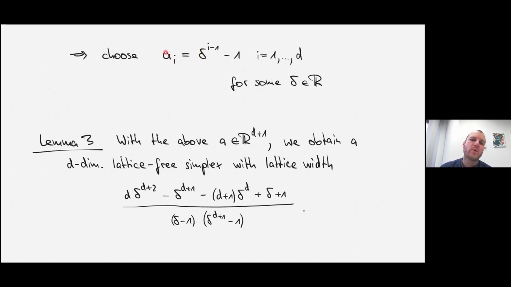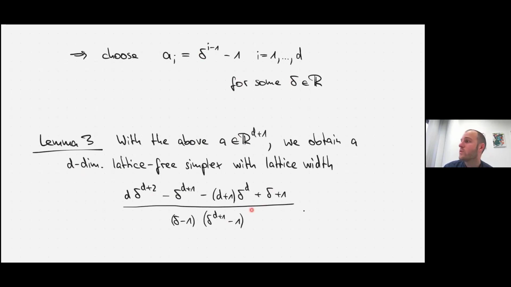So we choose our vector. Now we go back and discretize things again. Let's hope that this works out. Let's choose our vector A so that the ith entry is delta to the i minus 1, minus 1, so that we normalize it and the first entry is really 0, for some delta. Actually, delta should be positive. And it turns out this works out, because whatever positive delta you choose, you can use the previous lemmas and show that this always gives you a lattice-free d-dimensional simplex, whose lattice width is this crazy expression.